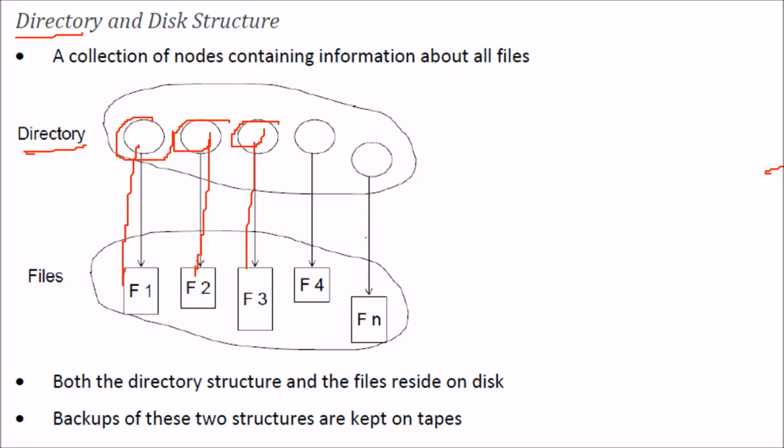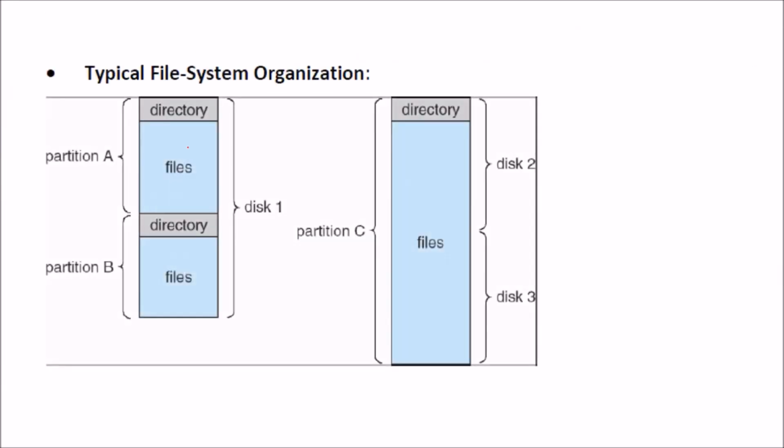So the collection of these nodes is nothing but the directories, and whether you talk about the directory structure or about files, you find it on the disk. If you want more backup, then you can go to some tape drives, etc. So this is a typical file system organization.